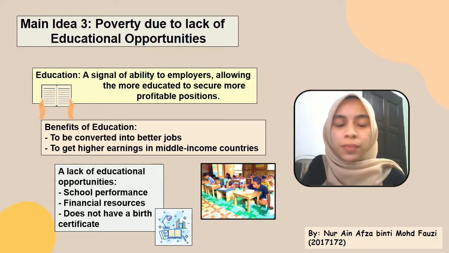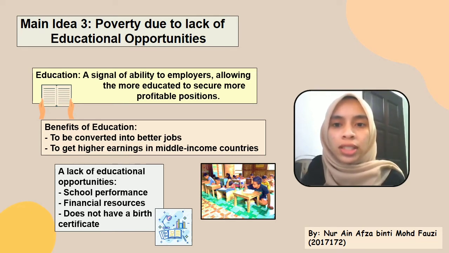Now, I will explain main idea 3, which is a lack of education contributes to poverty in Malaysia. Poverty and education are intertwined and linked in terms of creating economic opportunities and minimizing socioeconomic disparities between urban and rural populations. This shows that people with a greater level of education have a better chance of obtaining work and are more productive economically to improve their lives.